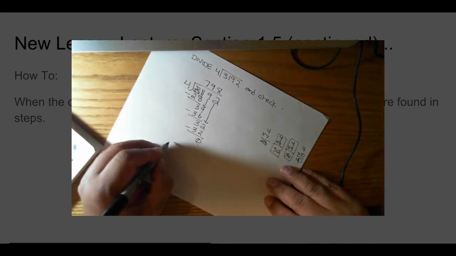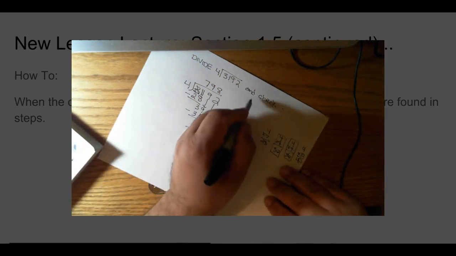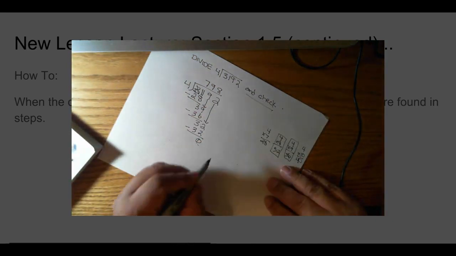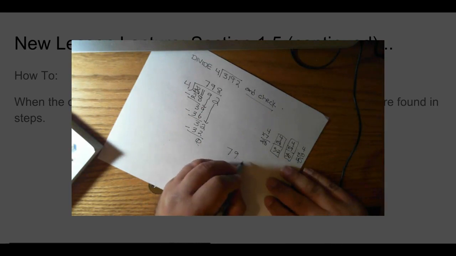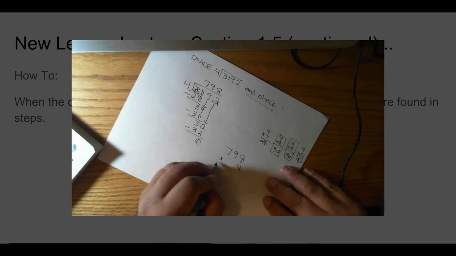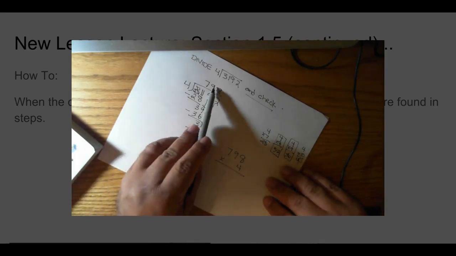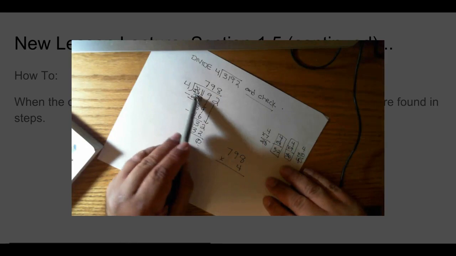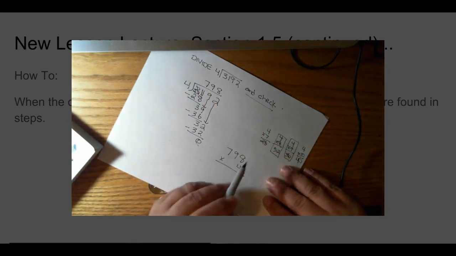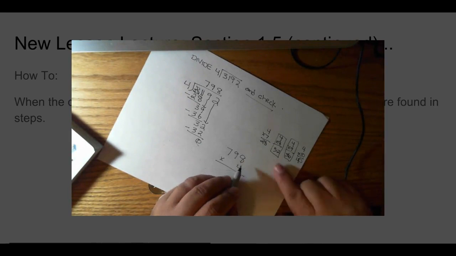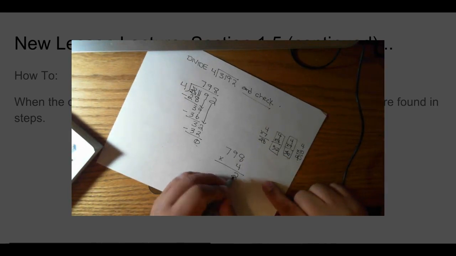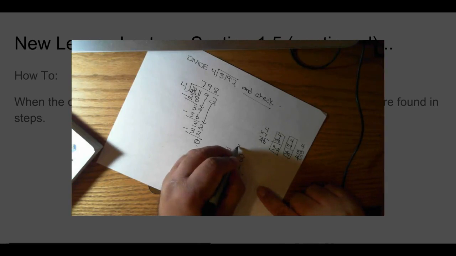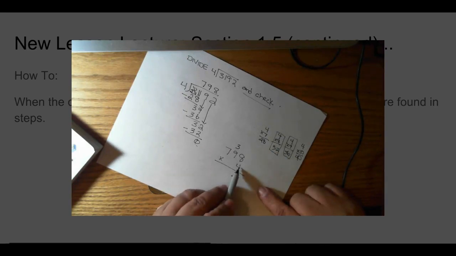Okay. And then we need to check, because it says we need to check our problem. So from here, we're going to take 798, and we're going to multiply that by 4. We're going to take the quotient, multiply it by the divisor, and we should end up with the dividend if the answer is correct. 4 multiplied by 8, we can see that up here, is 32. So I write the 2 down and carry the 3.